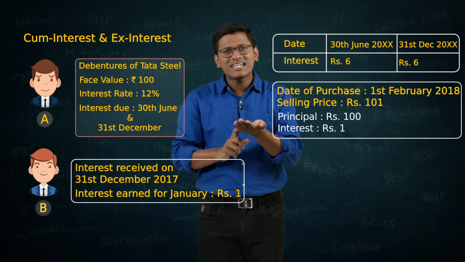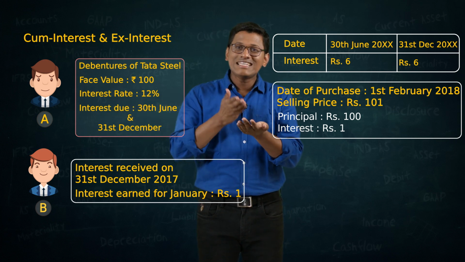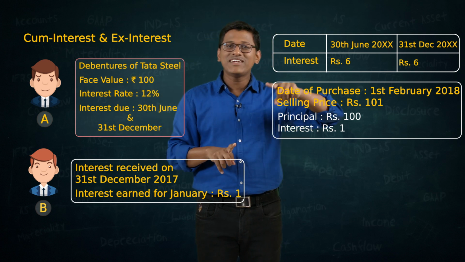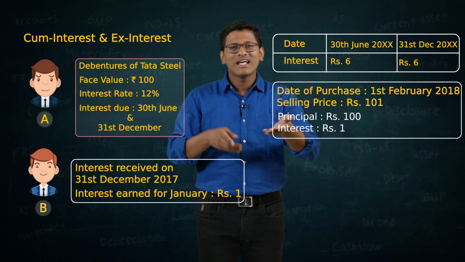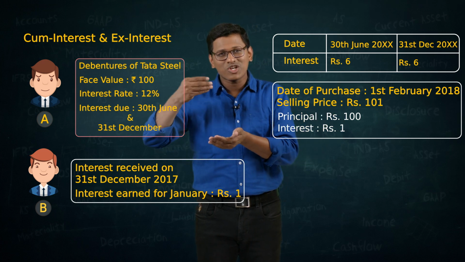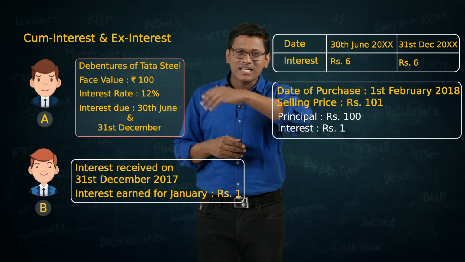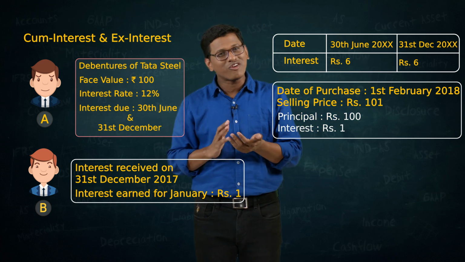1 rupee, is that a profit that your friend is making? Don't call that profit. That is an income that your friend earned. That friend would have received money on 30th of June. Instead of receiving on 30th of June, that person will receive it on 1st of February itself, and company Tata Steel is not paying to your friend, but you are paying to your friend that 1 rupee of interest.